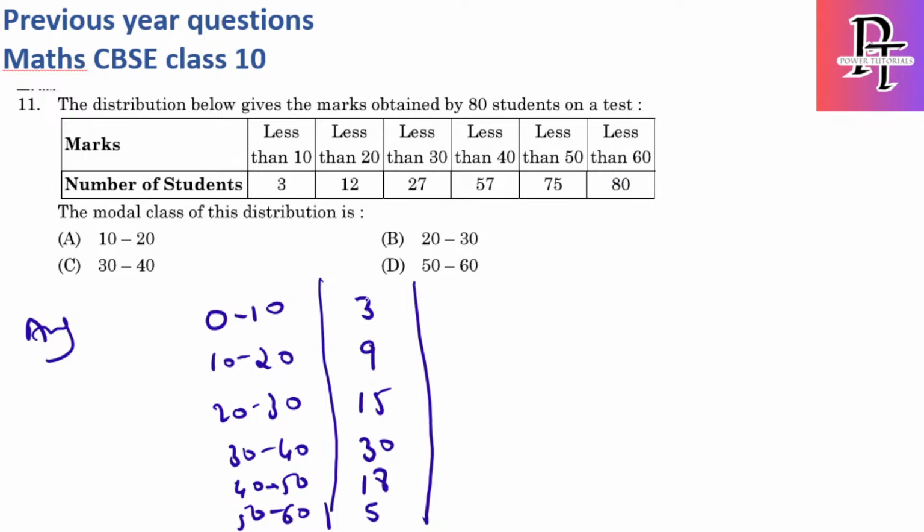Okay. 9 plus 3 is 12. 12 plus 15, 27. 27 plus 30, 57. 57 plus 18, 75. 75 plus 5 is 80. So good. So now see whichever is the highest frequency value. This is the F value and this is the range, or else I can say class values. So the one having the highest frequency is 30. So the modal class is 30 to 40, which is C.